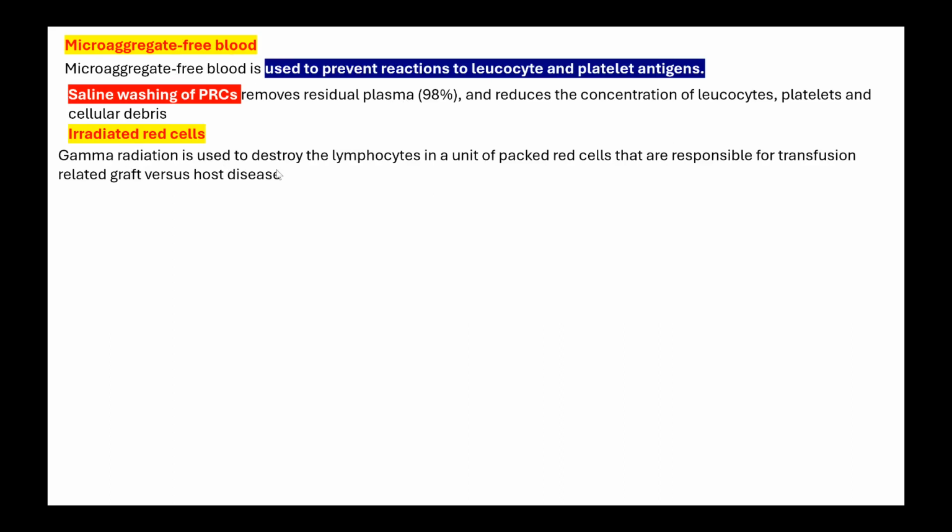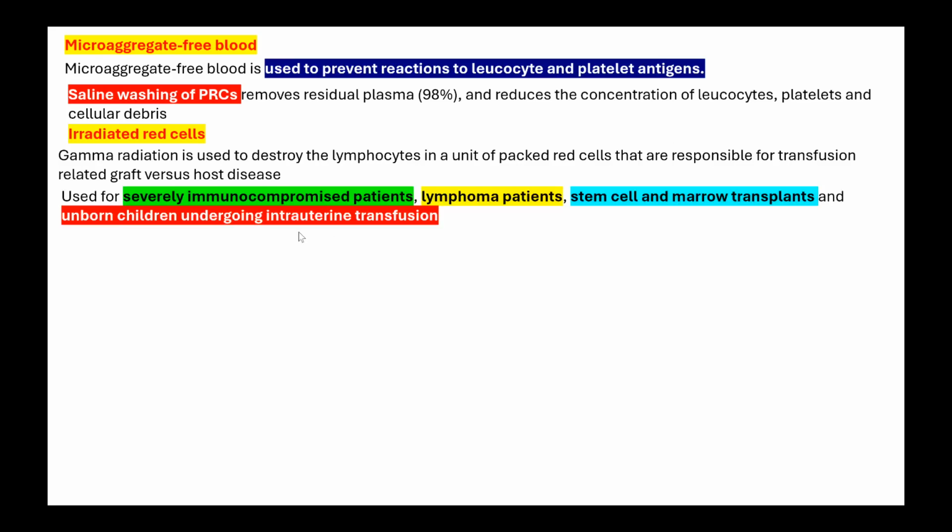The third type of packed red blood cells you can get is the irradiated red cells. Gamma radiation is used to destroy the lymphocytes in a unit of packed red blood cells, and that is responsible for transfusion-related graft versus host disease. So in PRCs itself, you have the regular PRC, microaggregate-free blood, and then irradiated red cells. These are the three types you have.